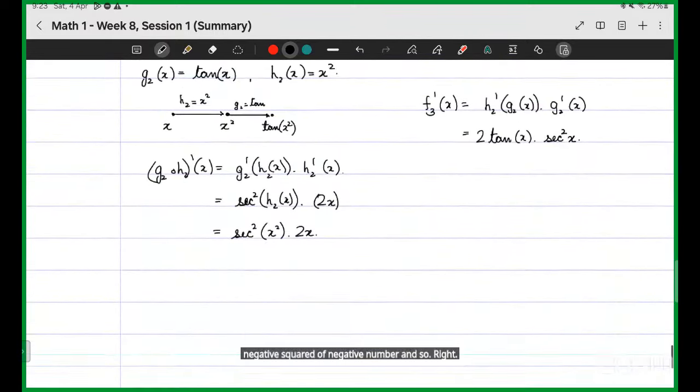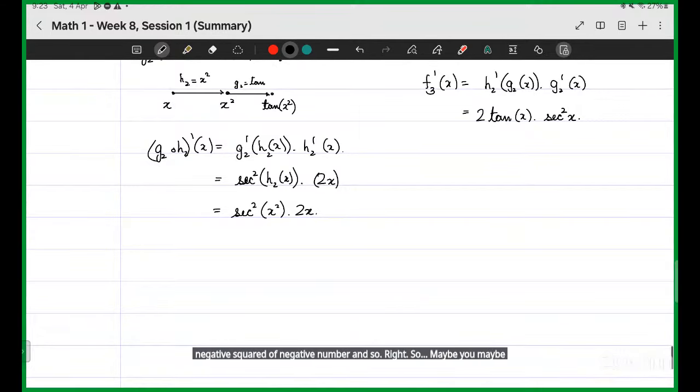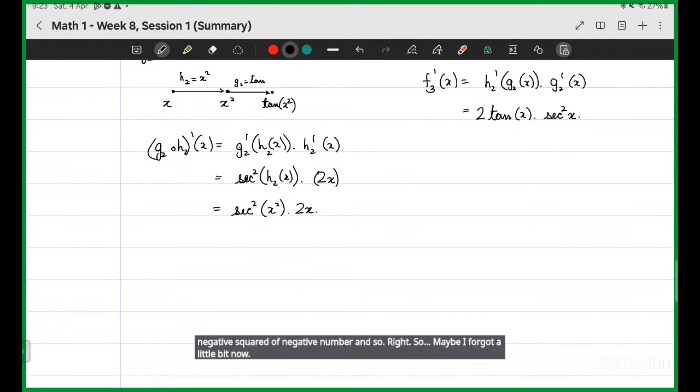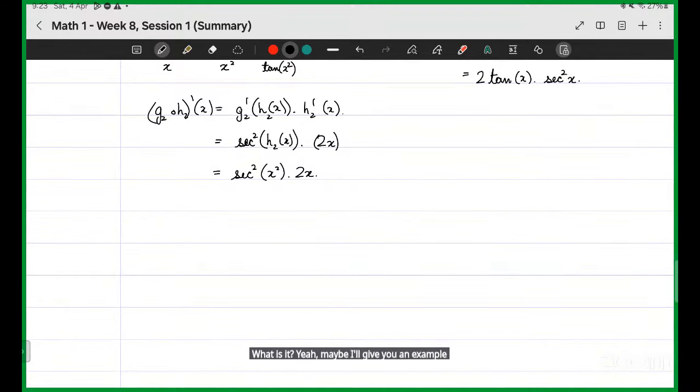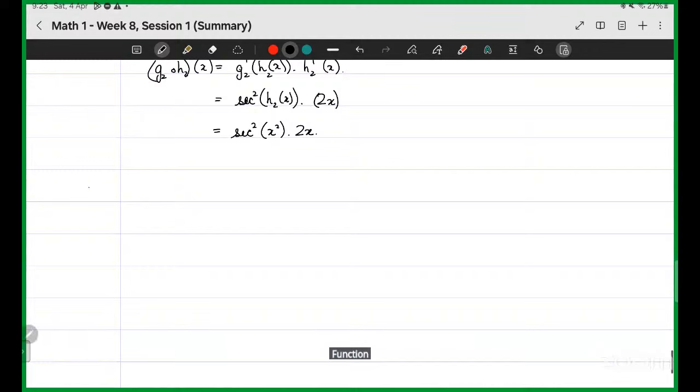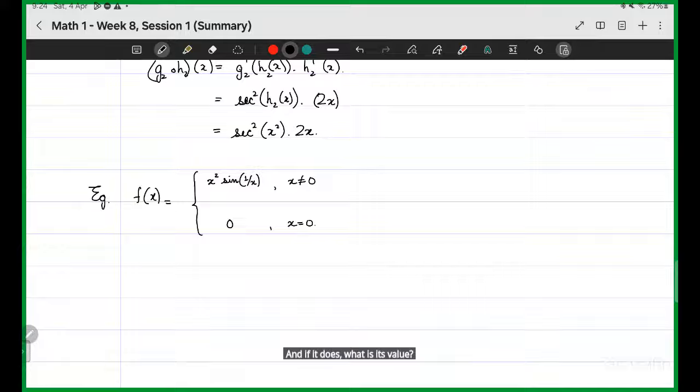Right. So we maybe have to go to L'Hopital now. Or, yeah, maybe I'll give you an example of a function which does require good use of first principles. Take this as an exercise and try to tell me if the derivative of this exists, and if it does, what is its value? Take a couple of minutes.